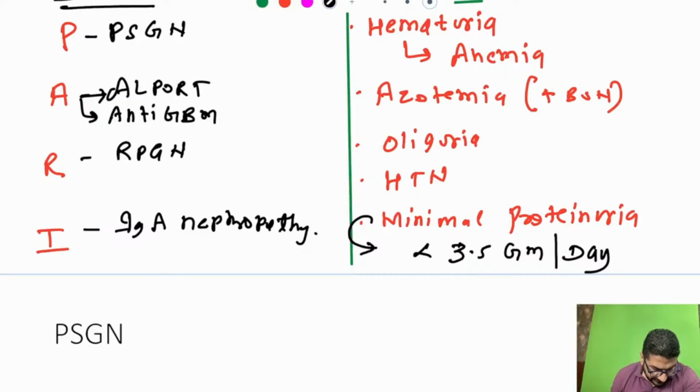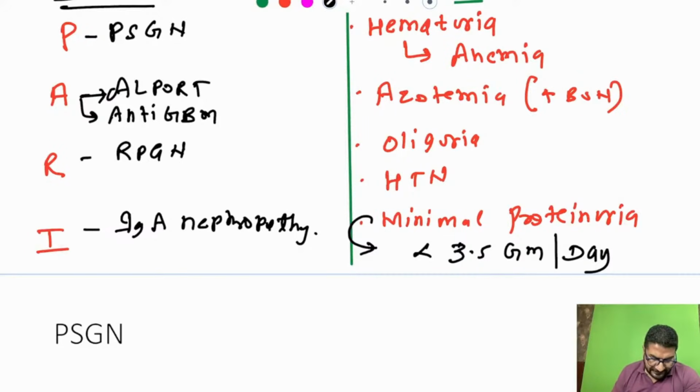Ahmed, Wali Sheikh, Rohit, बताओ. Where can you see anti-GBM? Where did I say it? Anyone? Good pasture, right? Anti-GBM is another name of good pasture syndrome. Done. So now understand this thing.